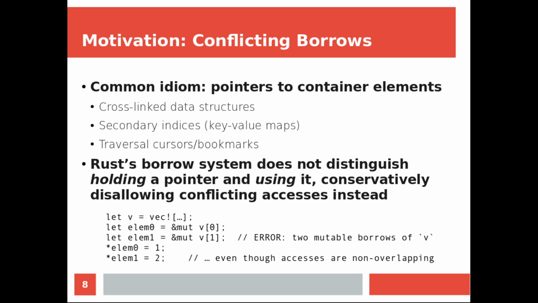Expressing this idiom, that is, holding secondary references to container elements elsewhere, directly in Rust, is problematic at best and usually not practical at all. This is because Rust's borrow system does not distinguish the mere existence of a reference or borrow from its use. Once the borrow exists, it reserves the thing that it borrows. Hence, for example, one could not create two mutable references to container elements at the same time, even if they were different elements.